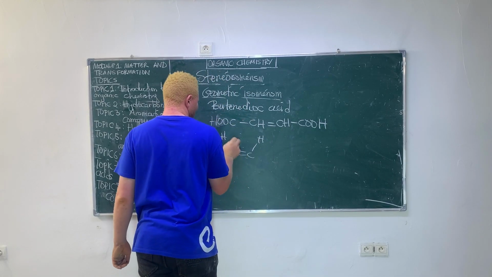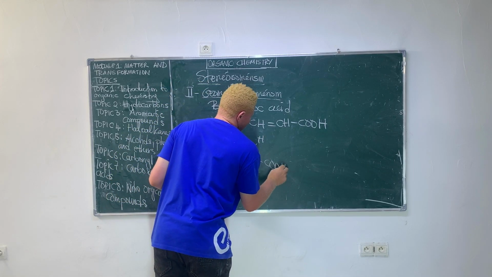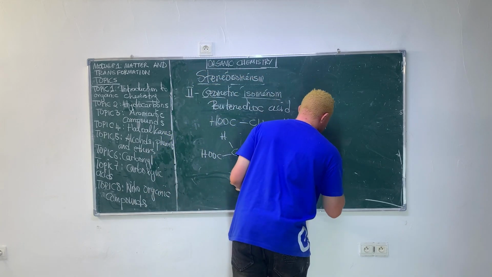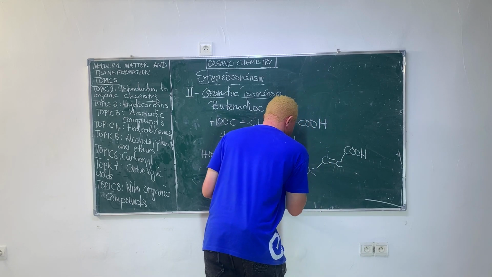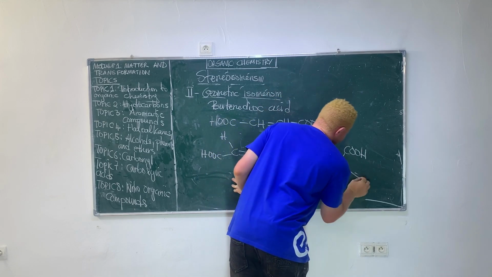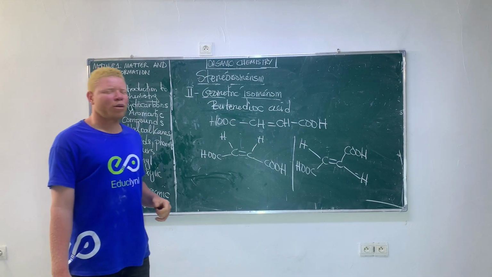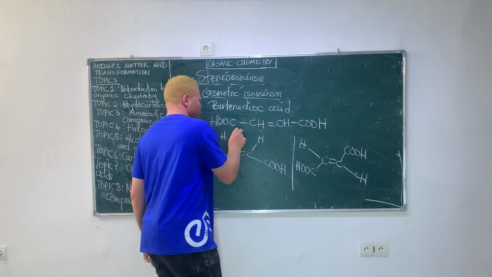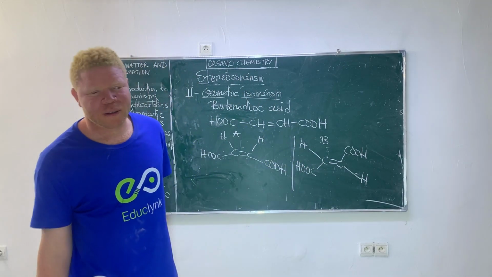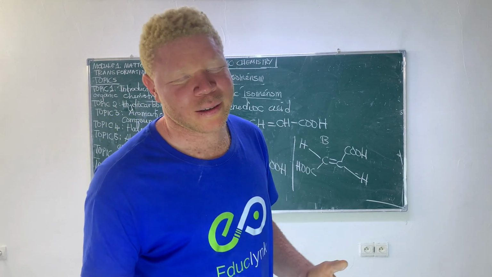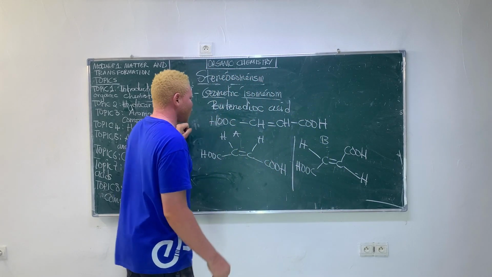H, H, COOH, HOOC, H, COOH, H. Cis means together, trans means opposite. On the above we have two main isomers, A and B. Which one is cis, which one is trans? It's very simple to identify which one is cis. Cis means the substituents are found together. So in this case, we have the cis isomer.